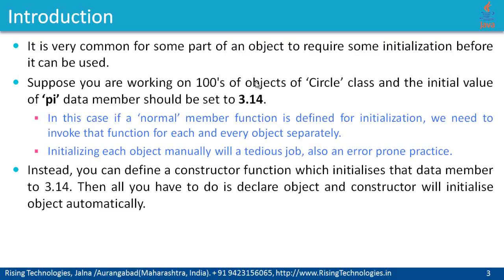Suppose you are working on hundreds of objects of class circle and the initial value of the pi data member within that object should be set to 3.14. So in this case, if a normal member function is defined for initialization, we need to call that function for each and every object separately. Now let's see what I mean.